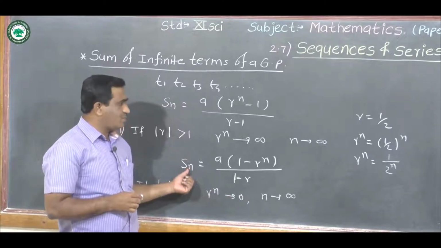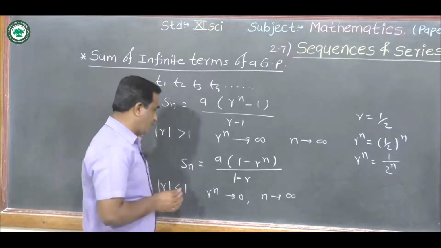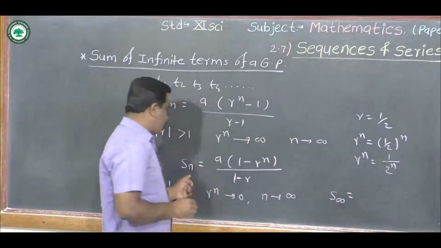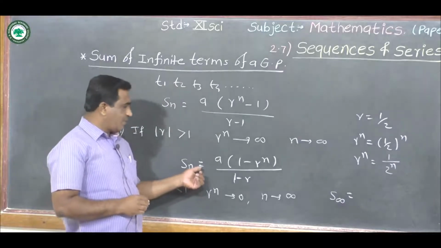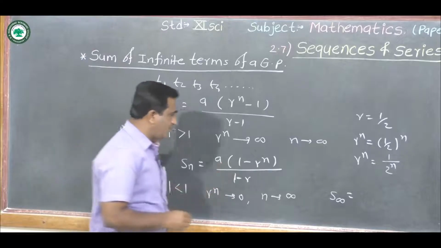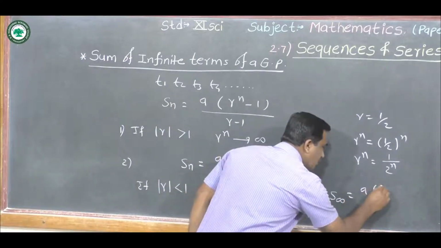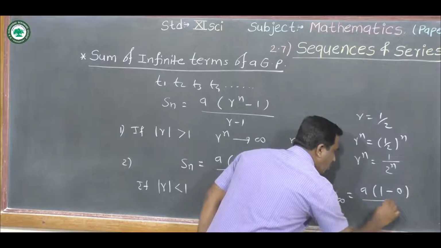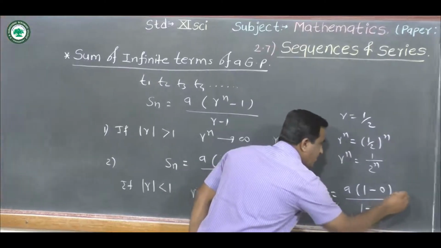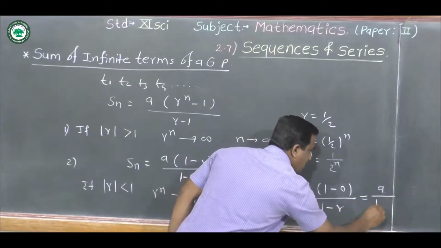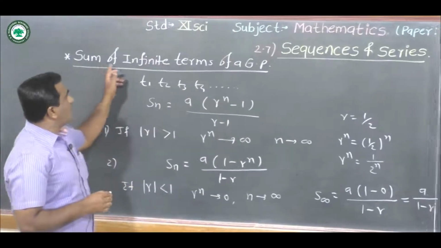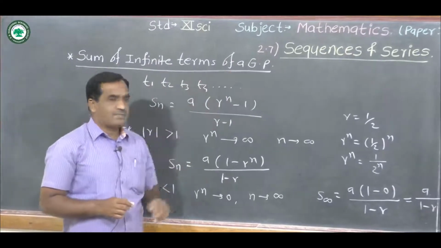And this term Sn tends to S infinity, or S only, is equal to, since r raised to n is 0, a into 1 minus 0 upon 1 minus r. That is, S infinity is equal to a upon 1 minus r. Now, this is the formula to find the sum of infinite terms of a geometric progression.